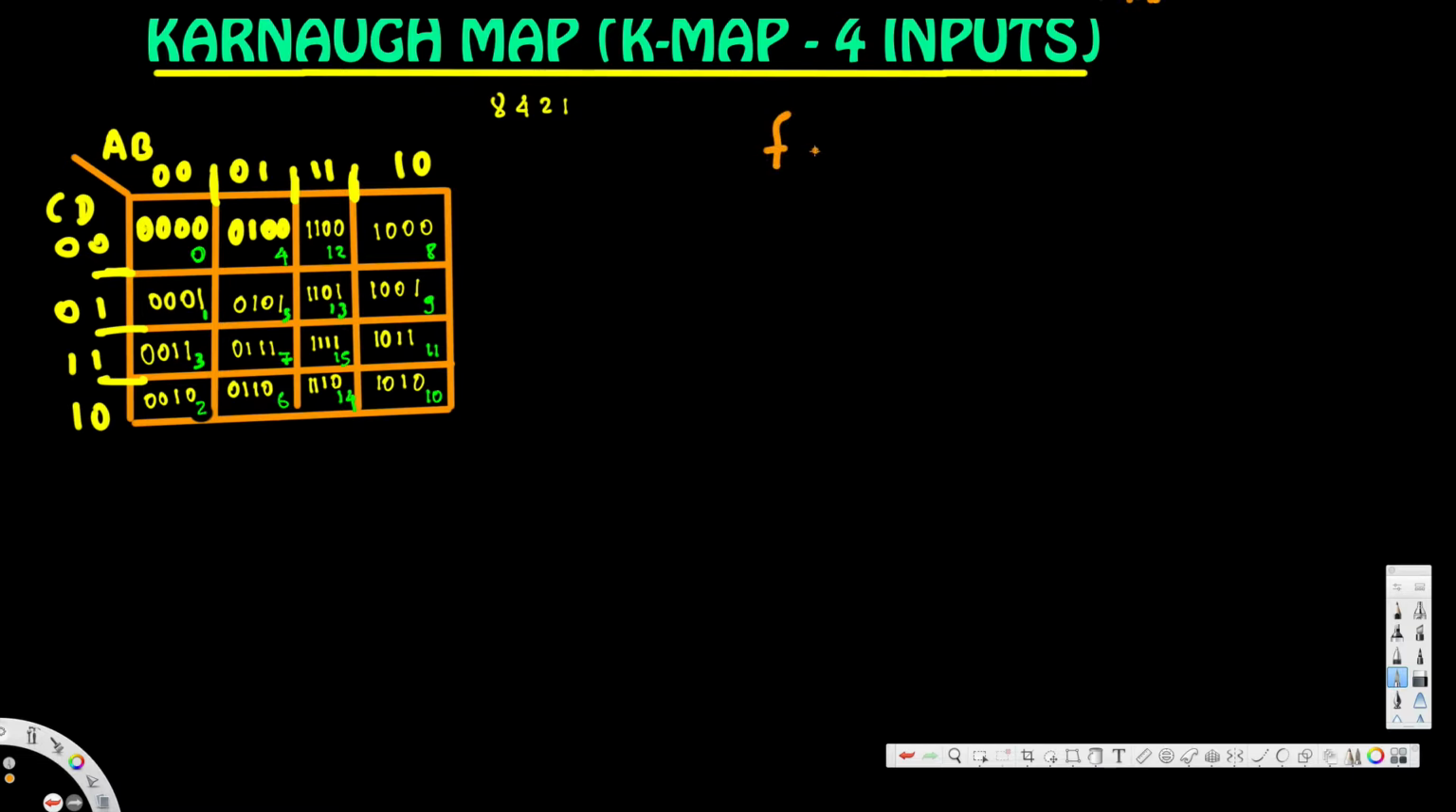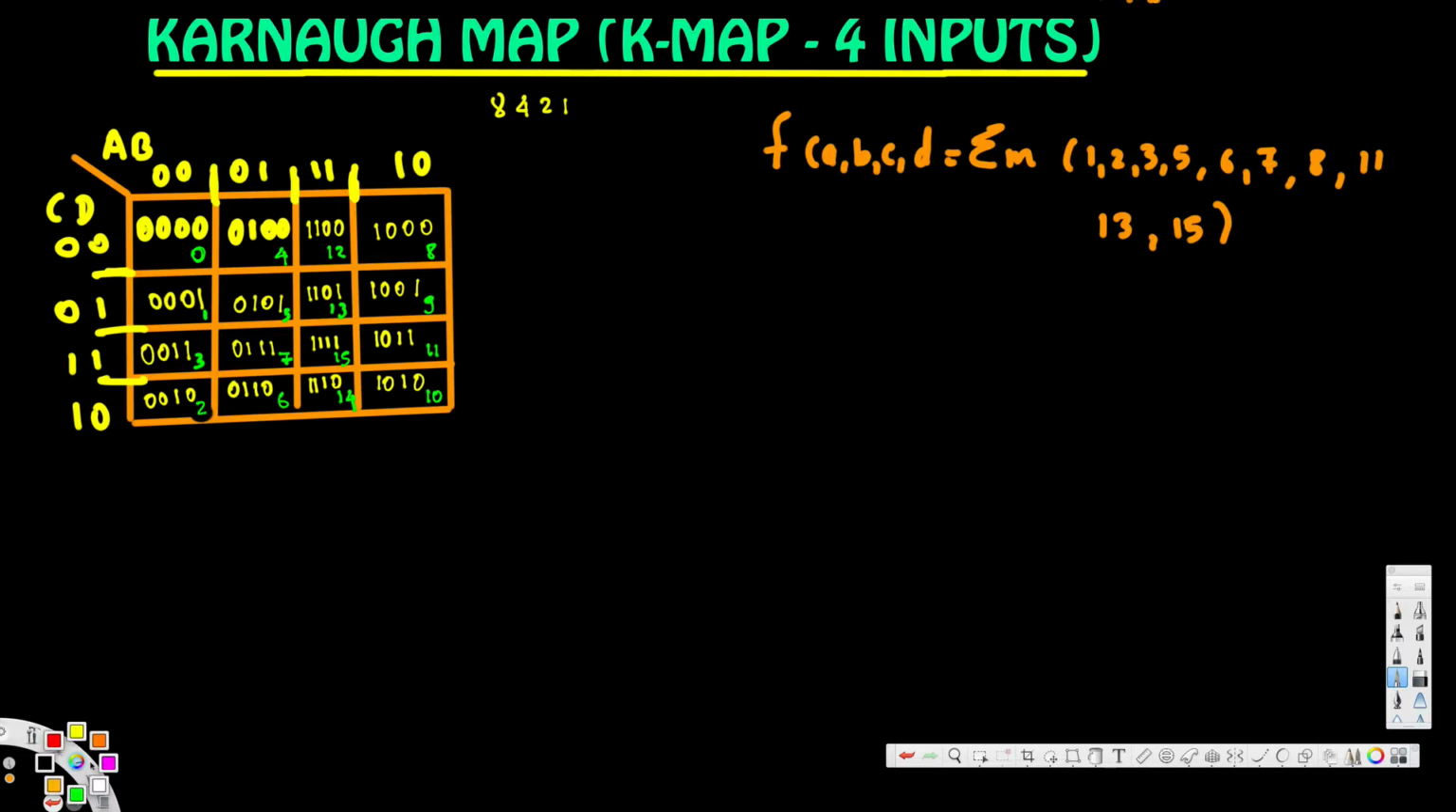Let's say we have f of a, b, c, d, and they have given the sum of min terms, that is given by 1, 2, 3, 5, 6, 7, 8, 11, and then 13, 15. So here we have the sum of min terms. It means these are the locations where we are going to have 1. Now let's go ahead and draw the K-map for this one.